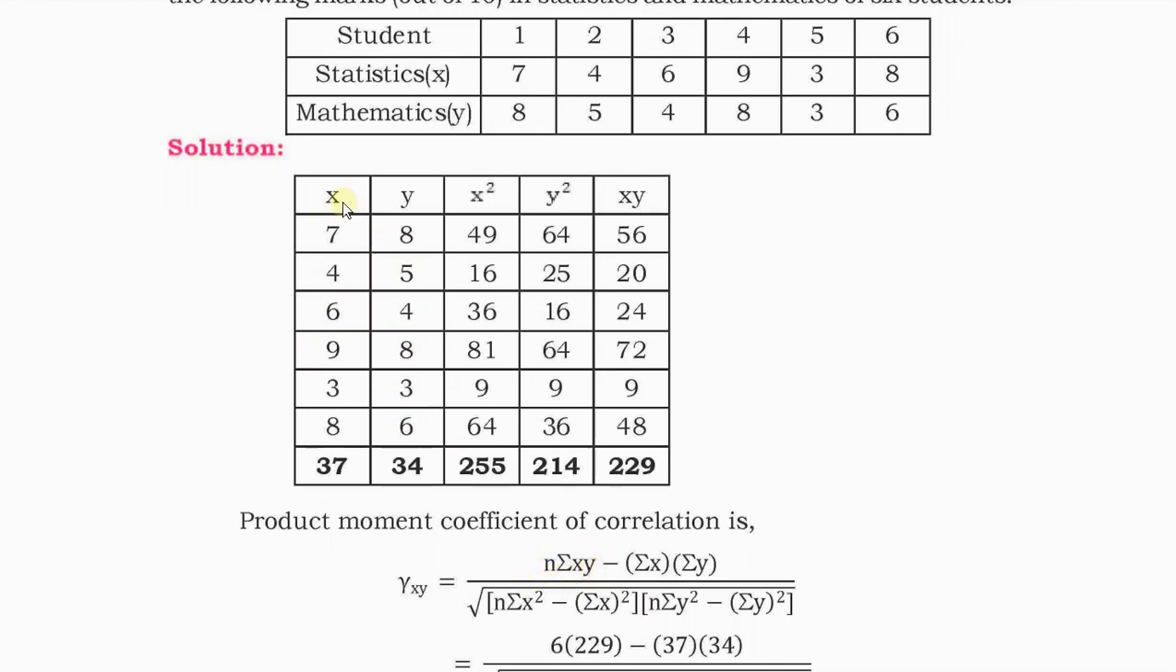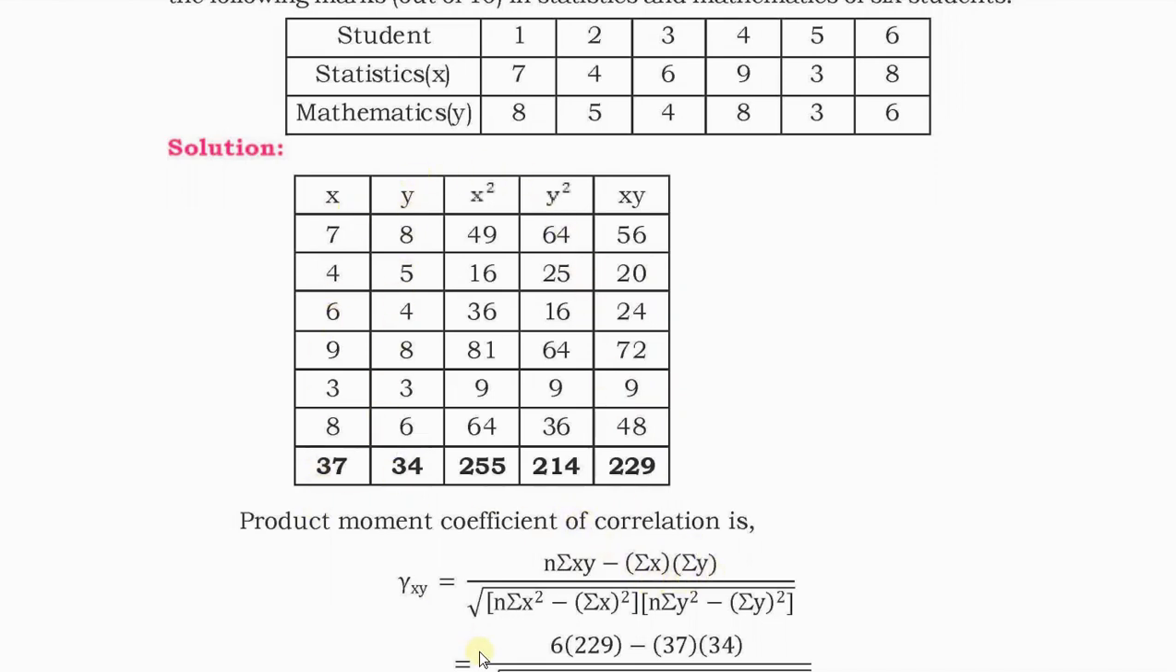So you have to multiply x into y, which they have done here. So 7 into 8, 56. 4 into 5, 20. 6 into 4, 24. 9 into 8, 72. 3 into 3, 9. 8 into 6 is 48. They have added the column here, 229. So summation of xy. Next, summation of x, the total of this column. Summation of y, the total of this column.